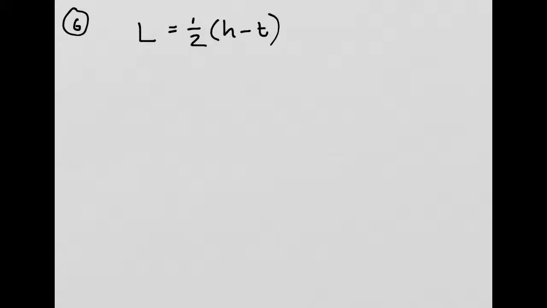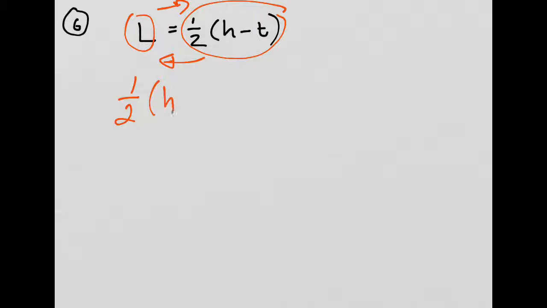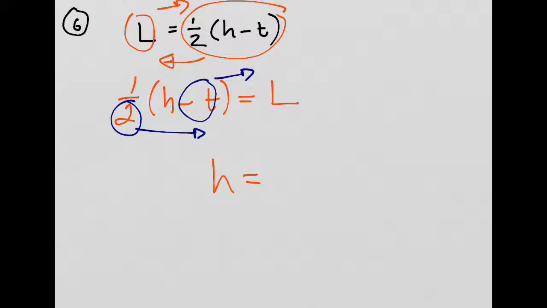Question 6, change the subject to h. So the first thing I'm going to do is get that over to the left hand side and get that over to the right hand side, so swap everything round about. So a half bracket h minus t equals L. Now, if I want h on its own, the 2 has to move, the minus t has to move, and that leaves you with the h. So, the 2 is on the bottom here, so it's dividing, so on this side it multiplies, the negative t goes over as positive t. So your answer is 2l plus t.